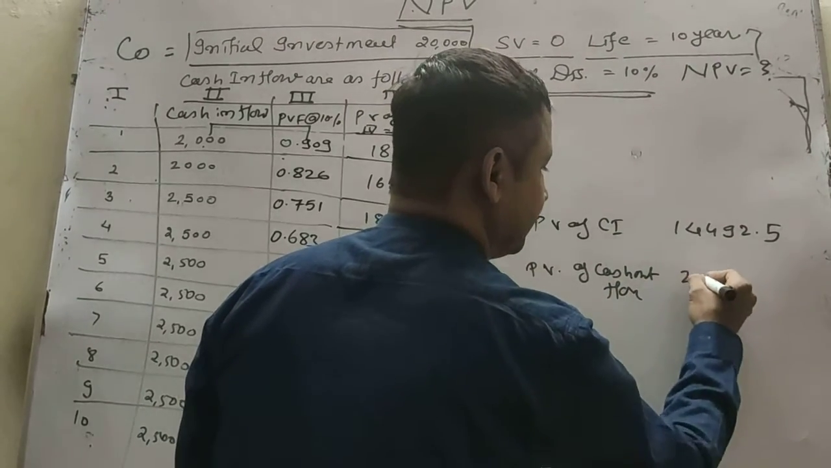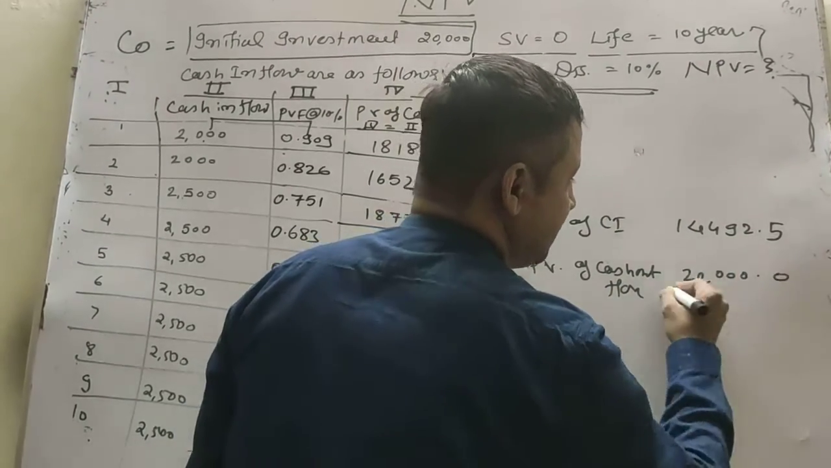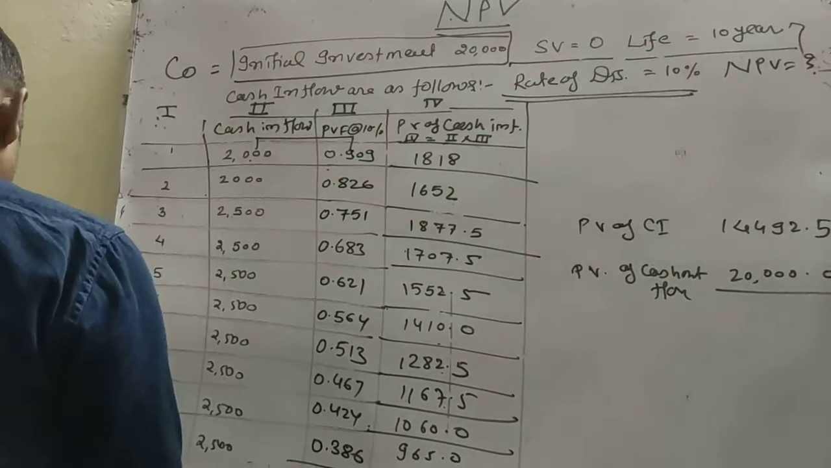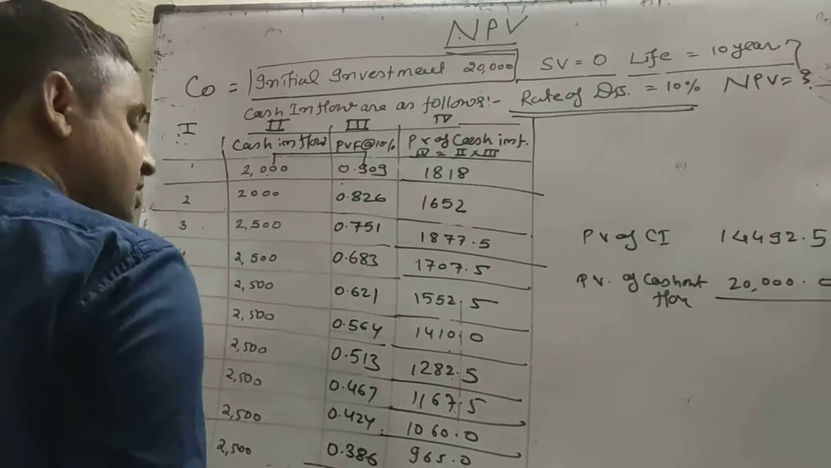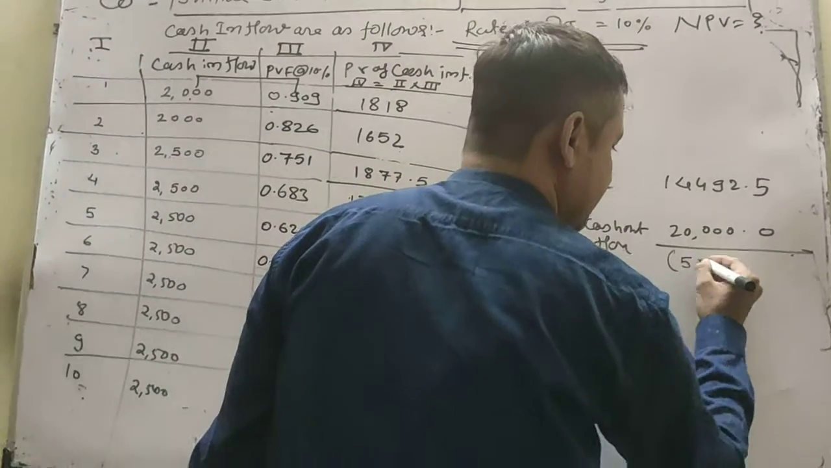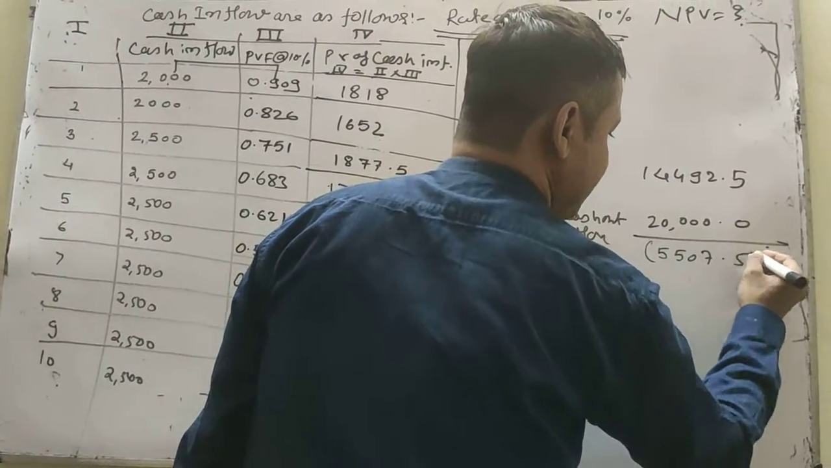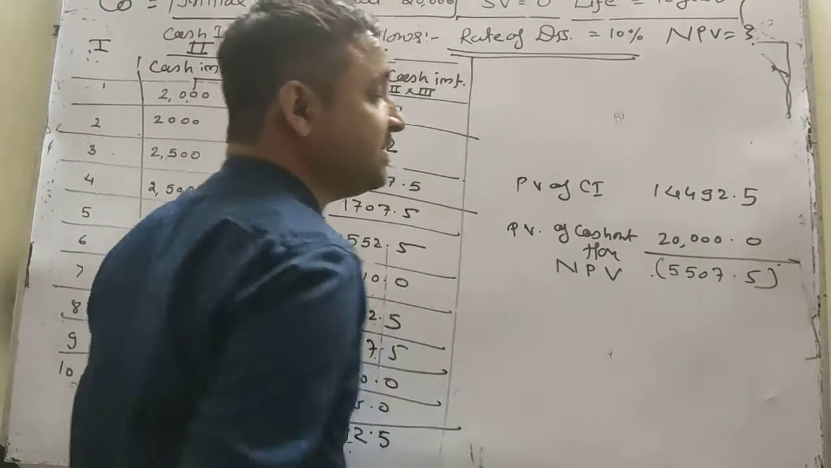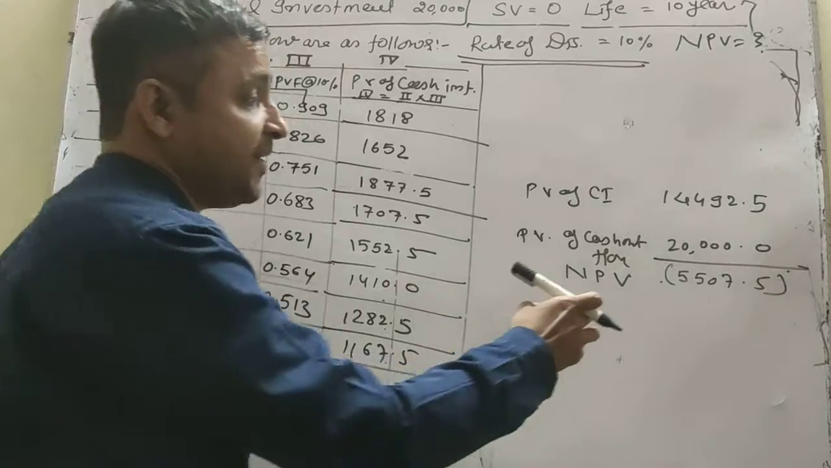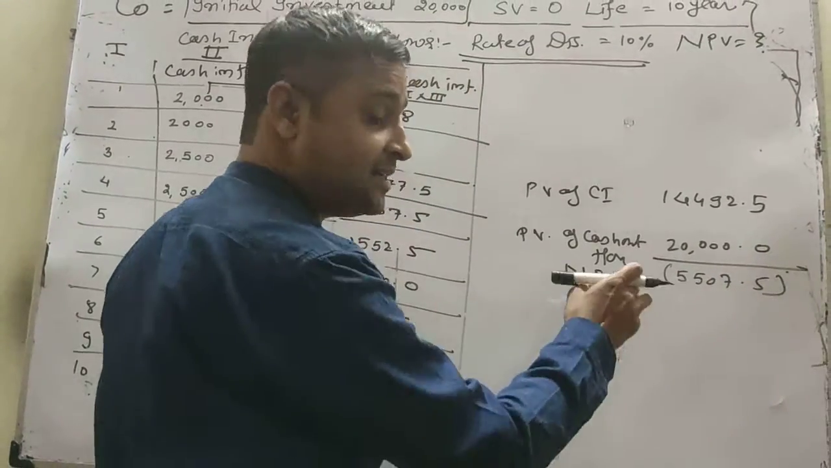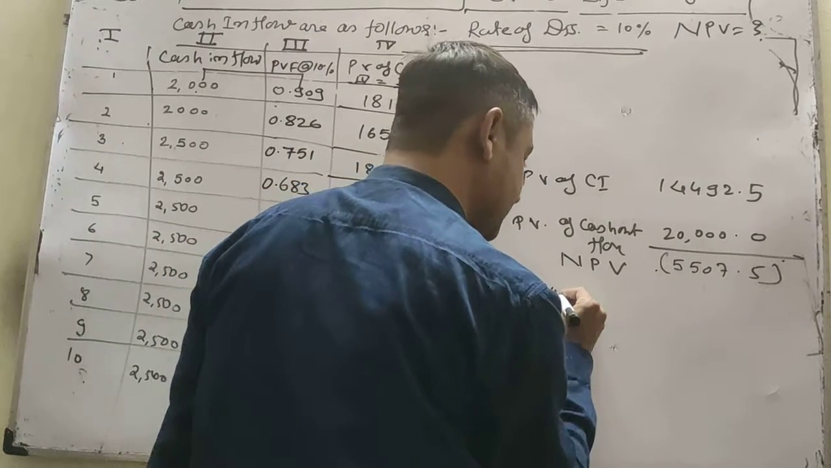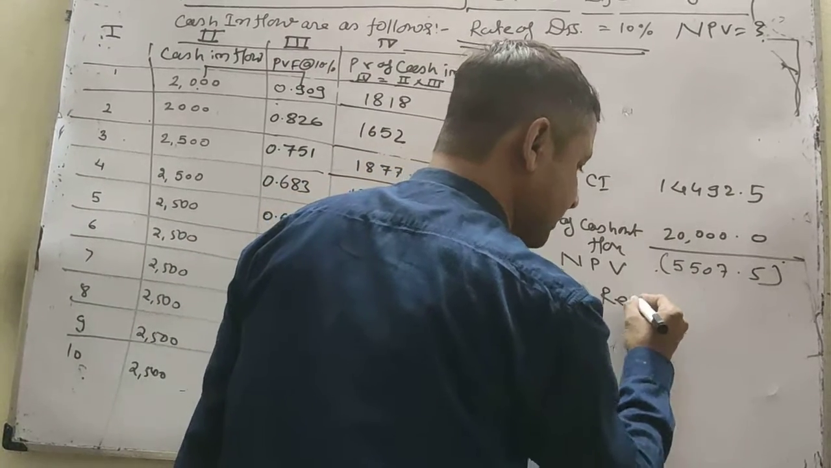Present value of cash outflow was 20,000 because the initial investment of the project is 20,000. So we will deduct from it, and we get 5507.5, that is a negative value. This is called the NPV. NPV of this project is 5507.5. It is negative, so we can say that we will reject the project.